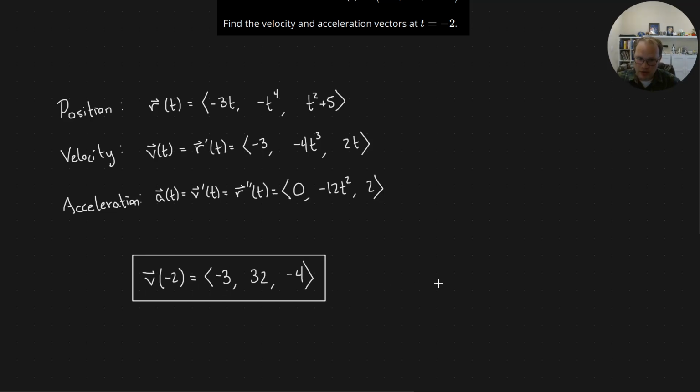It is a vector. All right. I want to do the same thing for acceleration. The acceleration at negative 2 of this object, just plug negative 2 in for each t. First component is 0. Second component, if I plug in negative 2, I get 4 times negative 12, that's negative 48. And the last component's 2.